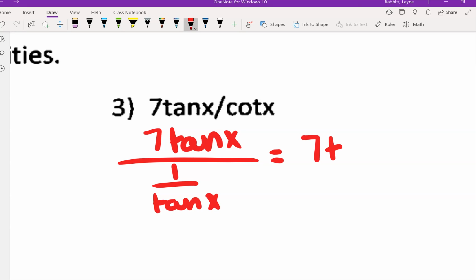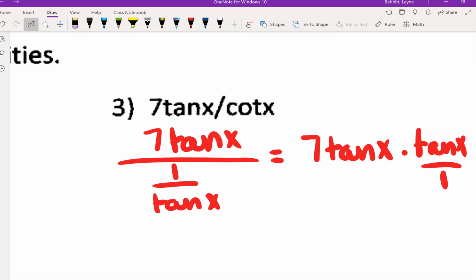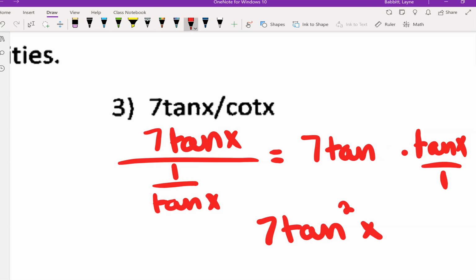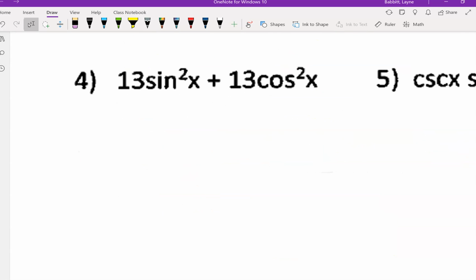So this is going to be 7 tangent of x times tangent of x over 1. I'm multiplying by the reciprocal. I don't really need that over 1. And then I'm just going to multiply those together. Tangent of x times tangent of x is just 7 tangent squared x. Sorry, my pen's a little behind, and my 7 disappeared. There we go. So that is our final answer. We can't simplify any further on that one. Moving on to number 4.